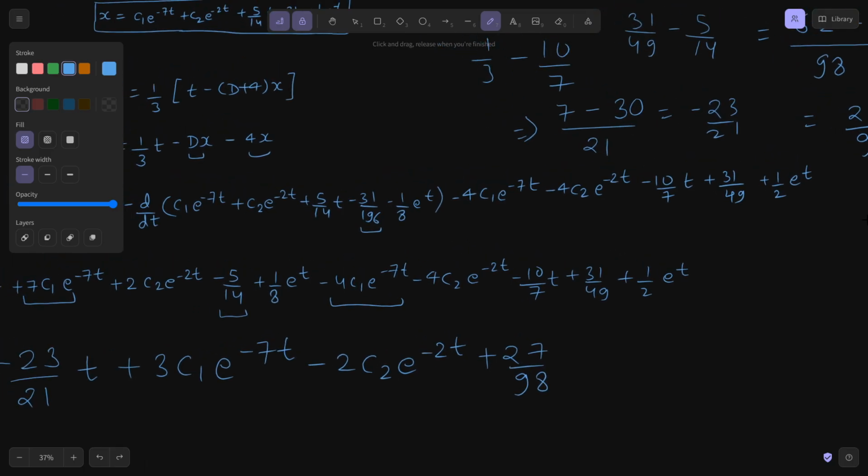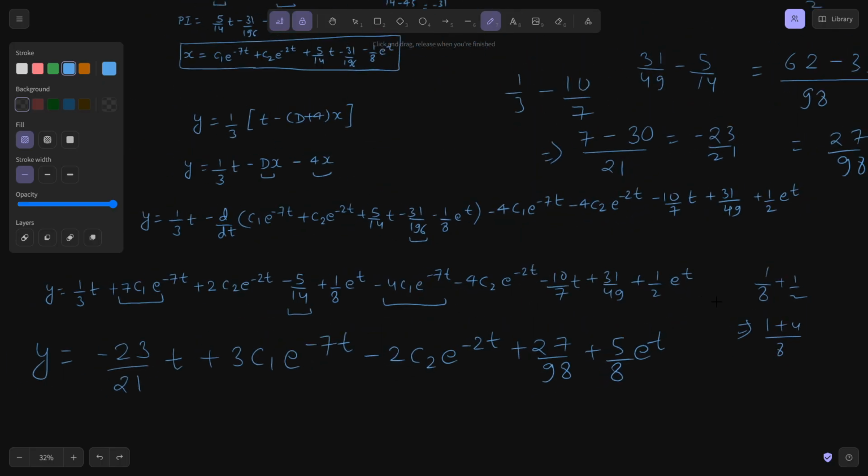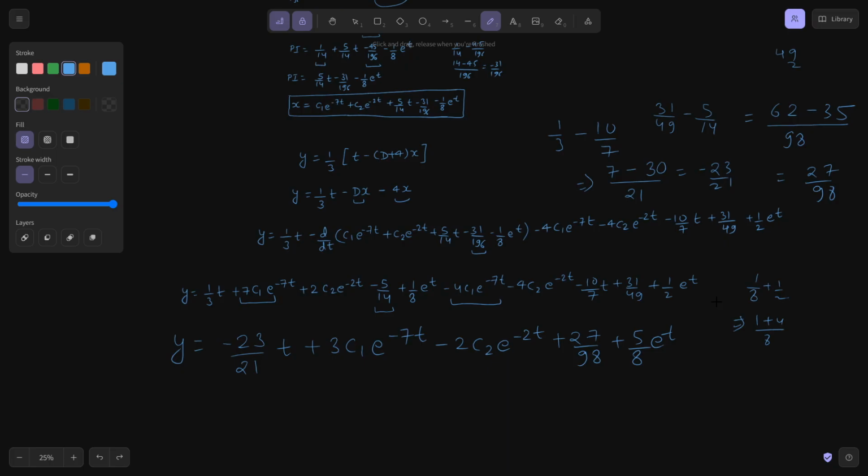And when it comes to e power t, we have 1 by 8 plus 1 by 2. This is 1 plus 4 by 8, so 5 by 8 e power t. So this is the complete thing. If you see the coefficient of t in this case.